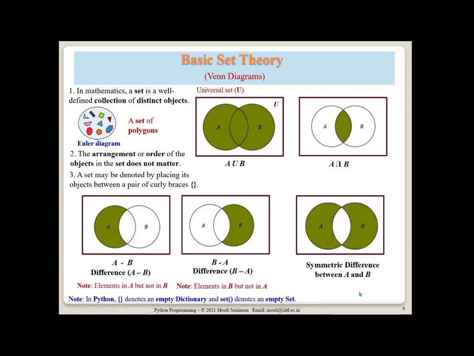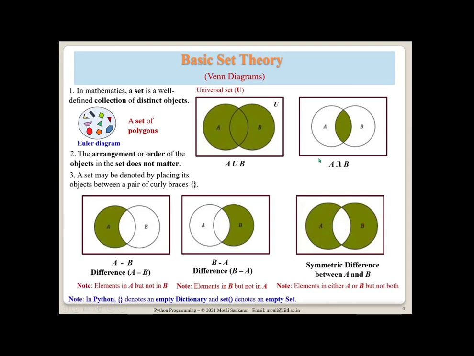And this is the symmetric difference between A and B: elements in either A or B but not both. So here we are referring to the elements which are shaded. Elements which are in A or B but not in both. Okay, this intersection is removed. So U minus A intersection B is what is a symmetric difference.